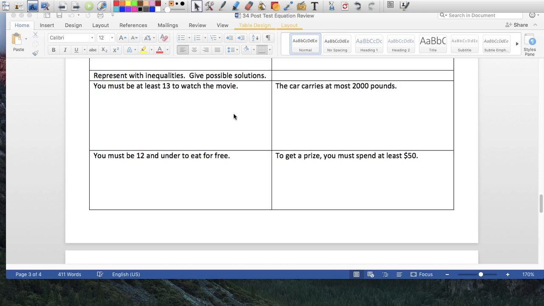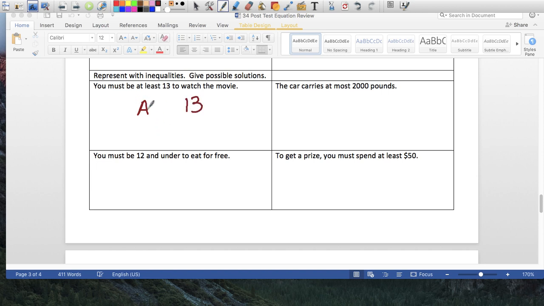Represent with inequalities. Give possible solutions. You must be at least 13 to watch the movie. So let's pick a variable. You must be at least... We're talking about age. So the age, and the number we're comparing to is 13.